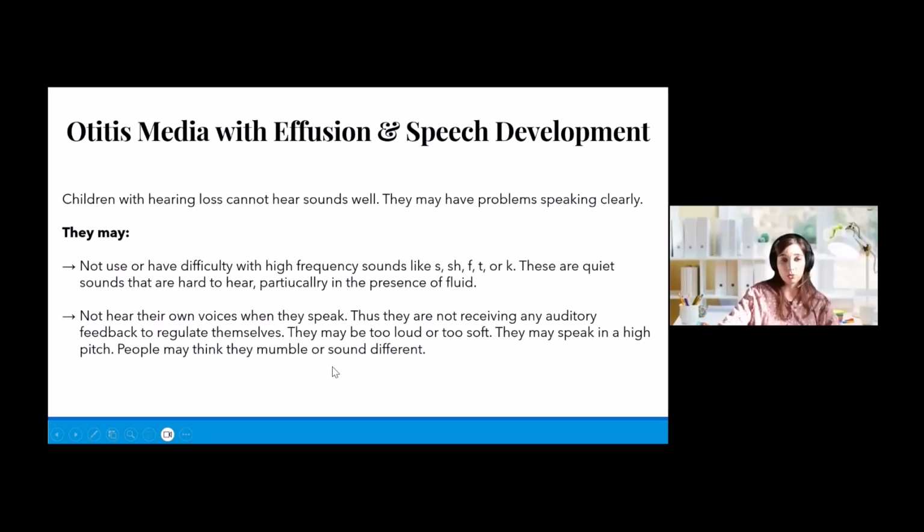And also what's interesting or important is that when children have fluid, they don't hear themselves talking back, so they're not receiving any auditory feedback to regulate themselves. So this can mean that they're speaking too loud or too soft because they can't hear their own volume, and they also might be speaking in a really high pitch or low pitch, and they might be mumbling or sound different to what other children sound like, but they don't know that, and it's really difficult for them to correct these mistakes when they can't hear themselves.